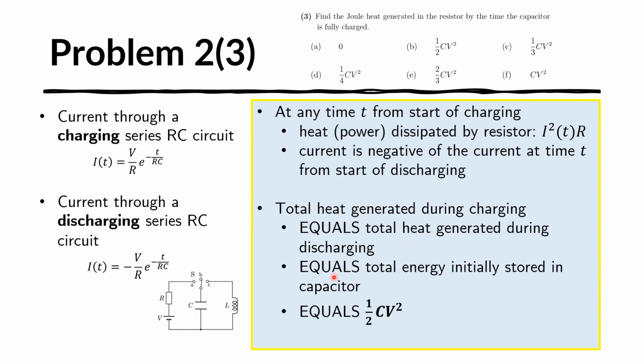However, we also know that the total heat generated during discharging equals the total energy stored in the capacitor. That is because the capacitor is the only source of energy during discharging. And we already know the total amount of energy in that capacitor, and that is 1/2 CV squared. And therefore, this is our answer.